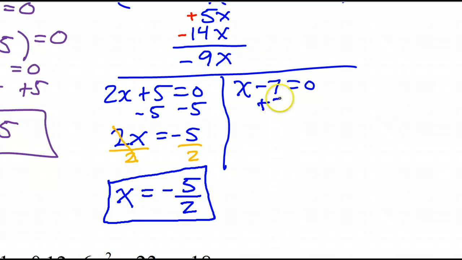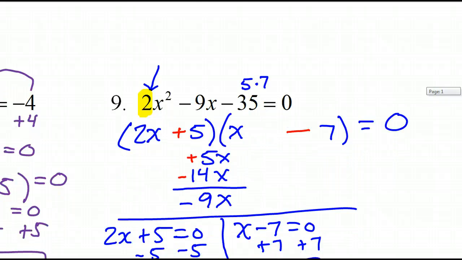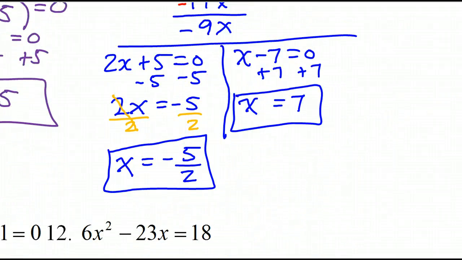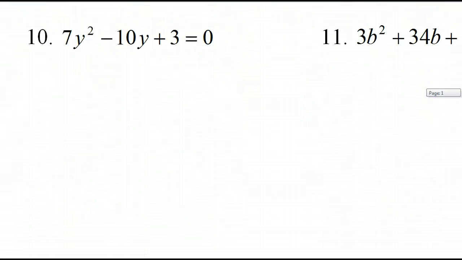Meanwhile, over here, I will add 7 to both sides. So that's going to give me x equals 7. Alright, so that's it. So these are my two answers, negative 5 over 2 and 7. Okay, so that was number 9. Okay, here comes number 10.